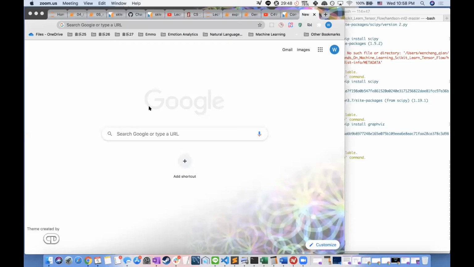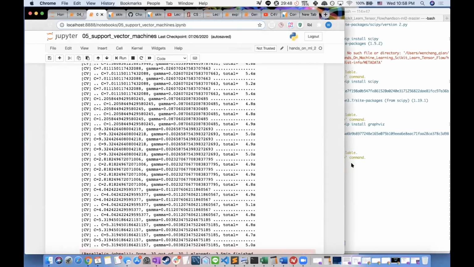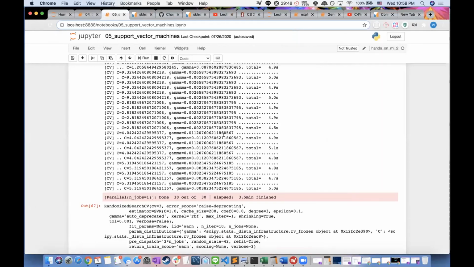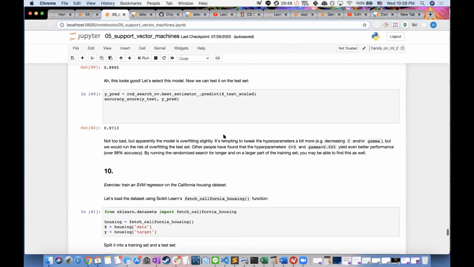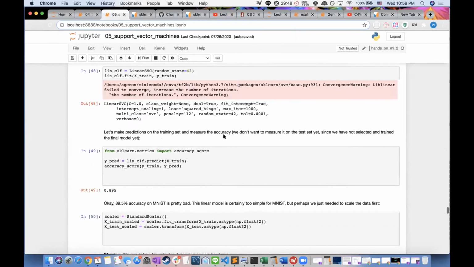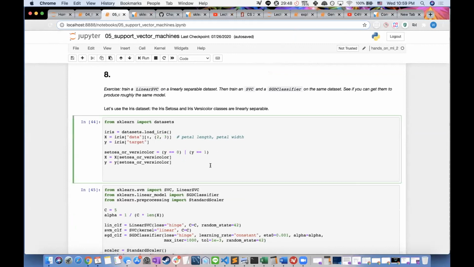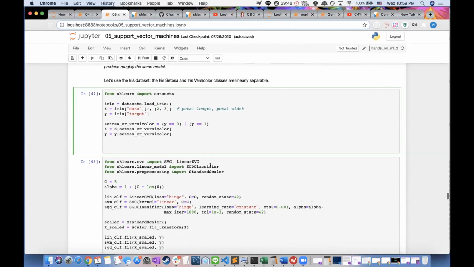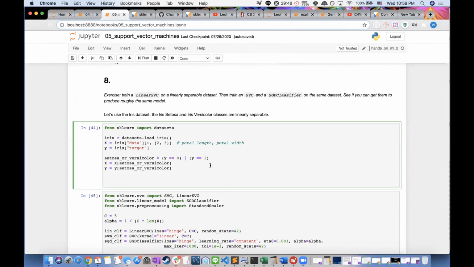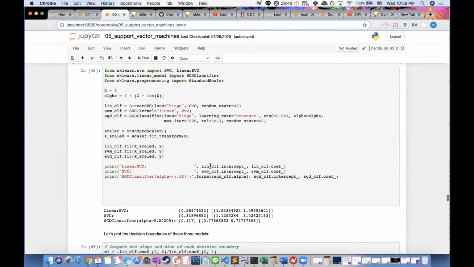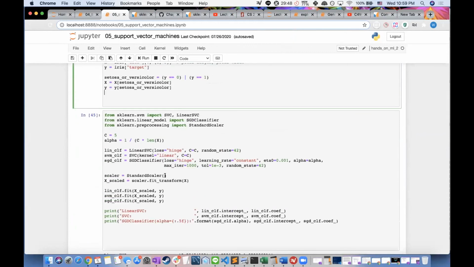Let's see. Data set. So I have it right here. We can do the iris. That's 8, right? We can use the iris data set. Yep, and you do number 8. So iris data set. I mean, it's fairly straightforward, right? Even though the mathematics were really heavy, you're literally just calling SVC right here, a linear SVC or SGD classifier.